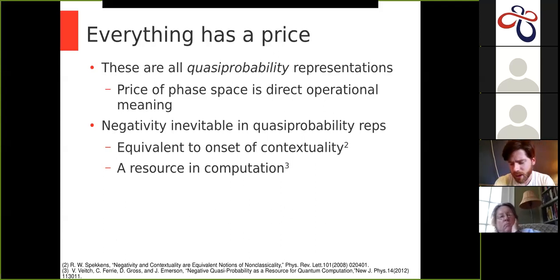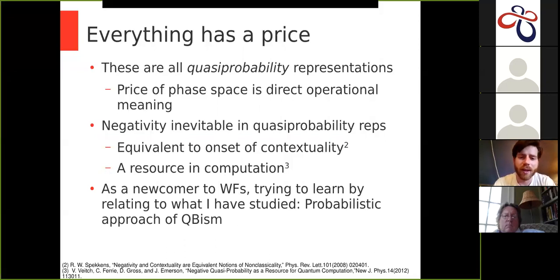It's also known that negativity inevitably crops up in quasi-probability representations of quantum theory. And that's not a bad thing. It's actually really helpful for talking about the distinction between classical and quantum, especially due to its relation to contextuality. It's also known that negativity can be identified as a resource in quantum computation. So from some perspectives, negativity is a good thing. I only cited two papers here, but numerous papers by other speakers and probably many audience members would have sufficed and would have been a very valuable addition to this list. Big topic.